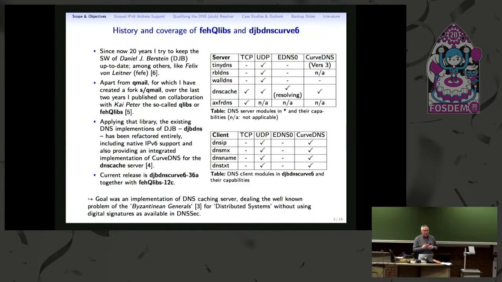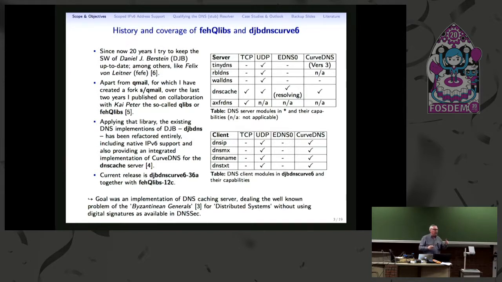What I did so far was essentially to make all the routines Bernstein developed, like UCSPI-TCP, qmail, and in particular DJB DNS, IPv6 aware. In that sense, IPv6 is completely supported by the product and not just in terms of patches. The current releases I have are DJB DNS Curve 6 in version 36A, and the current DNS stub resolver library is part of the qlibs in version 12C so far. You see on that table the essential servers which come with DJB DNS Curve 6.